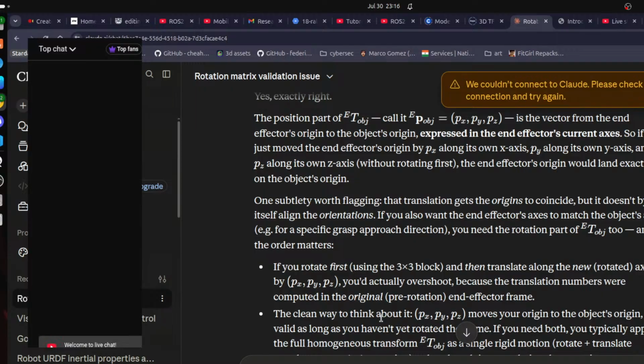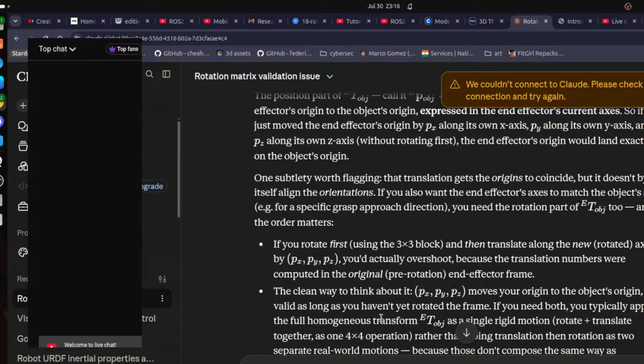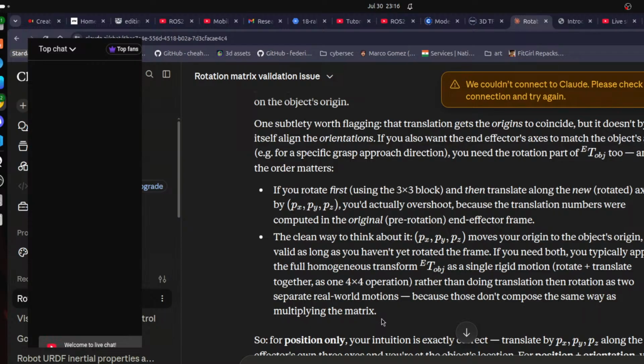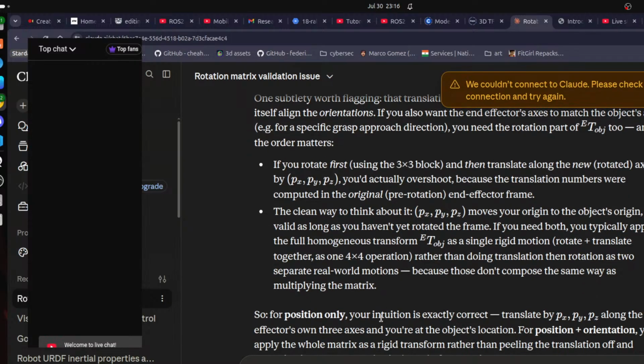Translation gets the origin to coincide with the object. If you want to align the frames, you need the rotation part too, and the order matters. If you rotate first and then translate along, you would actually overshoot, because the translation will be in the original frame. The clean way is to move the origin first, which is valid as long as they are rotated. You would typically apply the homogeneous transform as a single rigid motion.